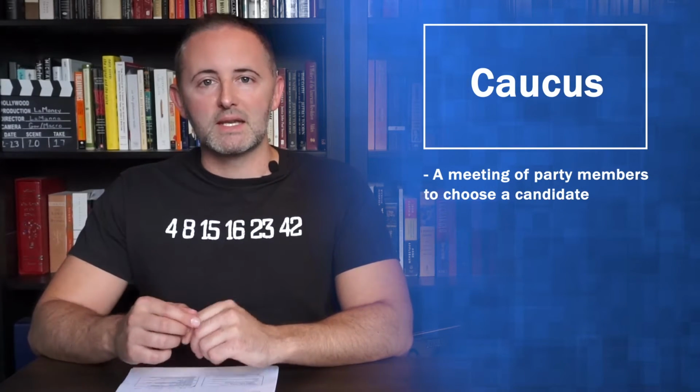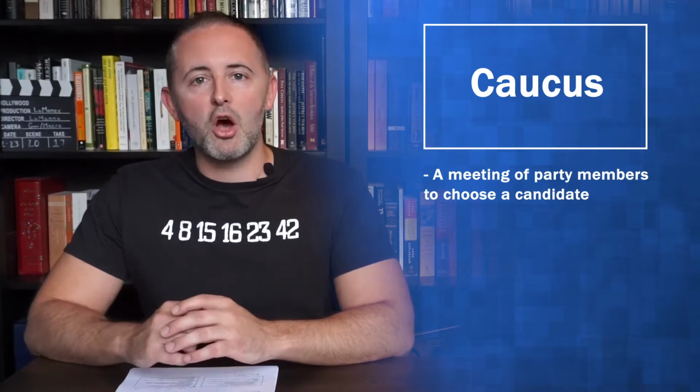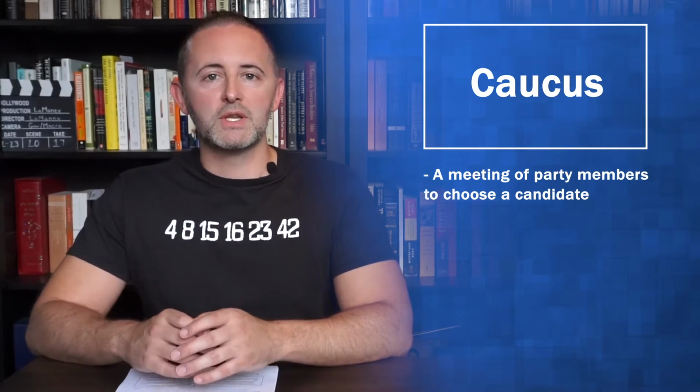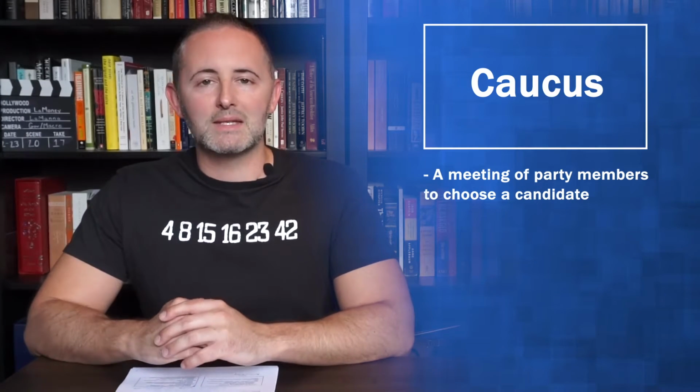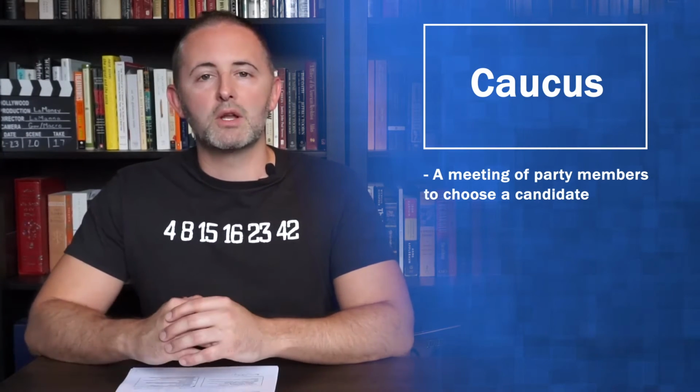Now, some states don't have primaries. Instead, they have caucuses, and Iowa is the main example of this. A caucus is a meeting of party members to choose a candidate. So the purpose is exactly the same as a primary. They're both to choose a party's candidate.